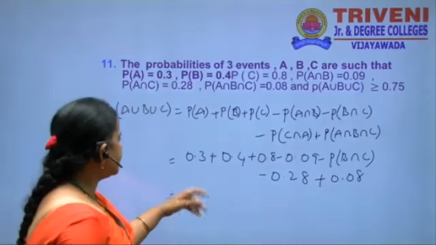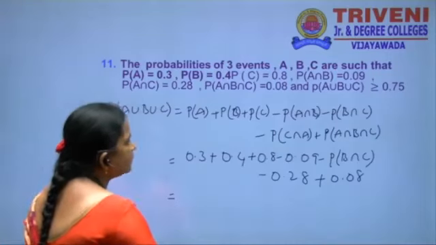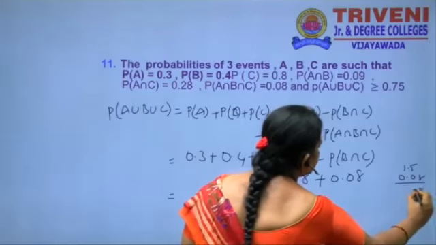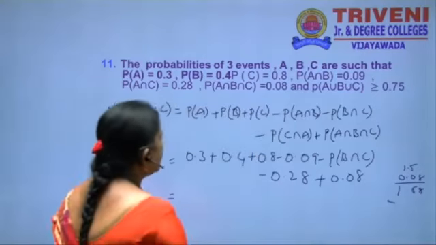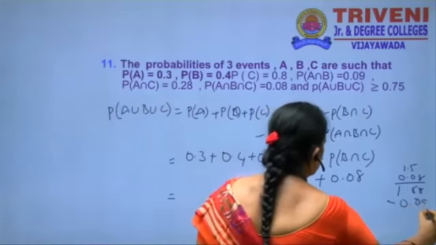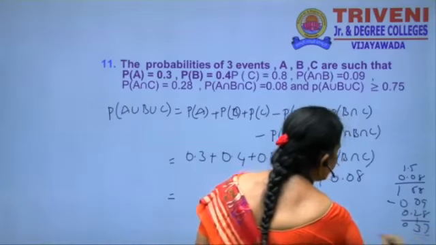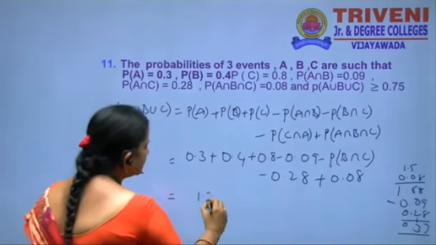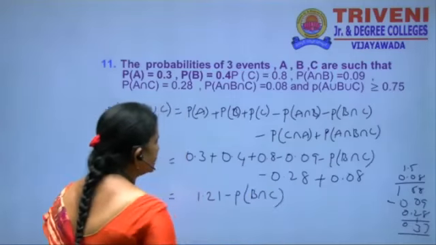That is 0.3 plus 0.4 is 0.7, plus 0.8 is 1.5, 1.5 plus 0.08 is 1.58, minus, what are the values here? 0.09 and 0.28, that is equal to 0.37. 1.58 minus 0.37 is 1.21 minus the value of P of B intersection C.